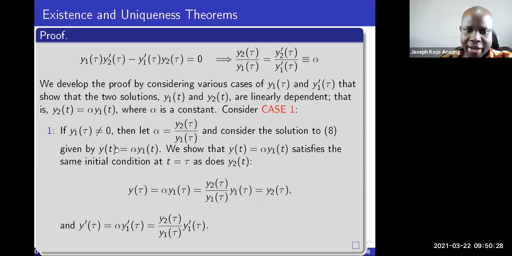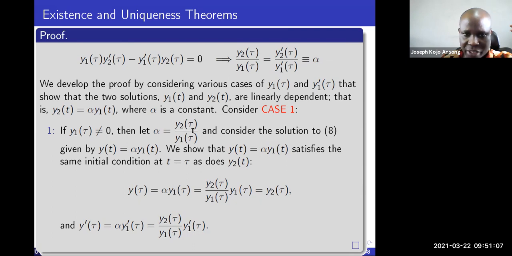And how we show that y is actually y2 is that we are going to show that y at tau and the derivative of y at tau are the same as y2 and the derivative of y2 at tau. Because of that and because of uniqueness, they have to be the same functions. Therefore, y and y2 are the same, and so y2 is equal to a constant times y1, therefore it's linearly dependent. So that would be the plan for all the cases. I'm not going to do too much talking again. I think I've explained enough. Let's go straight to this proof here.